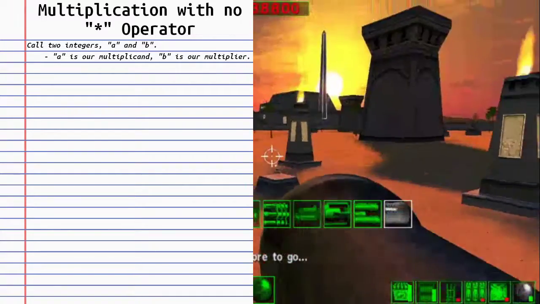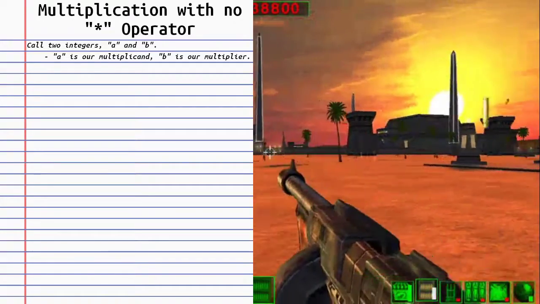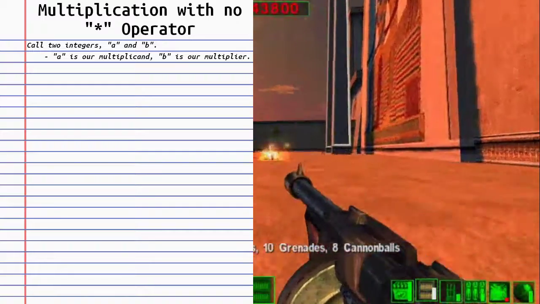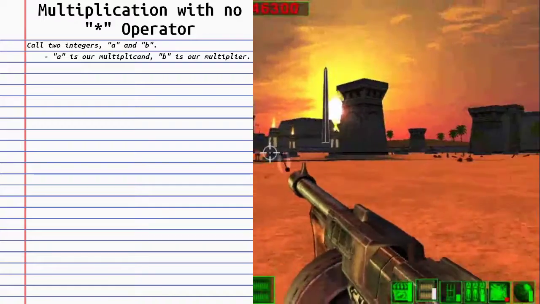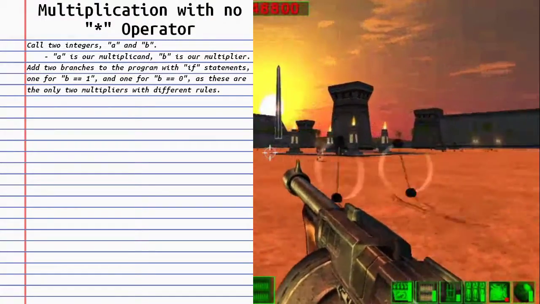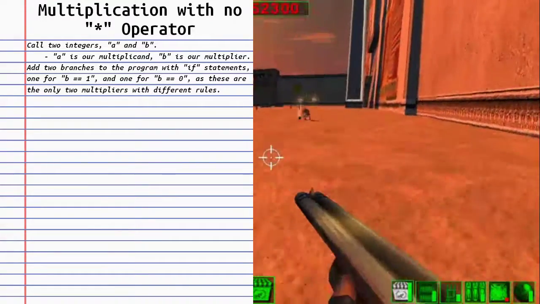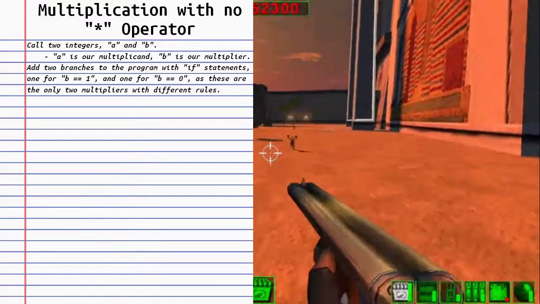The objective is to repeatedly add the multiplicand the same number of times the multiplier states. However, if you think ahead a bit, you'd realize that there's two exceptions to the general rules of multiplication. Those two are for 0 and for 1. So the first thing we do is create two branches for the program using if statements. One if one of the numbers is 0, and another one if the multiplier is 1. Then we get into the meat and potatoes of multiplying.